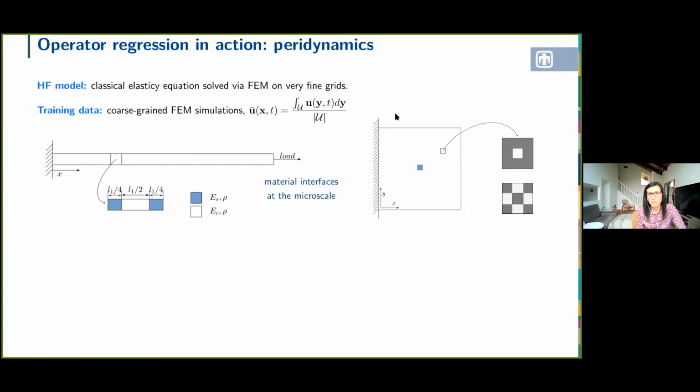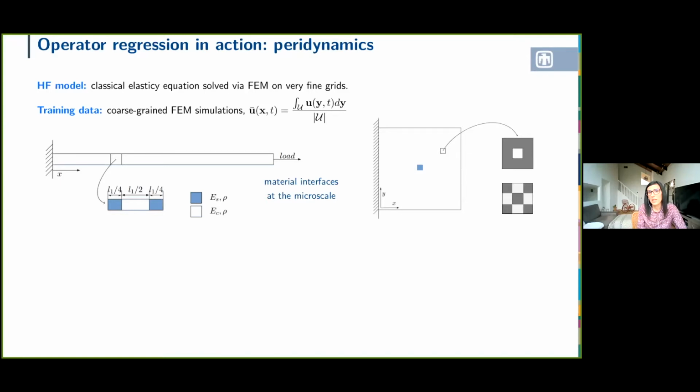And this is the same. This is a 1D setting. This is a 2D setting. And what we're doing is to consider different microstructures. So the high fidelity model in this case is going to be the classical elasticity equation using the finite element method. So we're going to consider a very fine grid that can explicitly take into account these heterogeneities, and we're going to generate the high fidelity data.